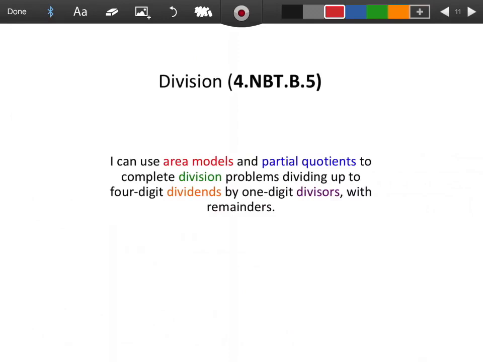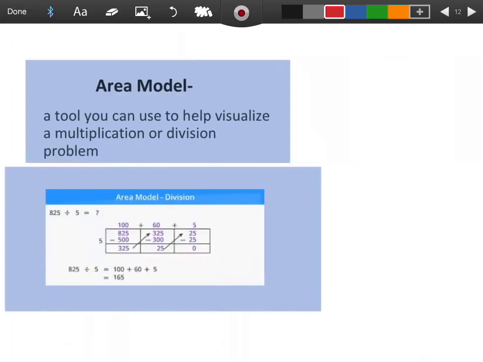Division again is in our Numbers in Base 10. And our standard that we're going to look at is 5.NBT. And our objective is: I can use area models and partial quotients to complete division problems, dividing up to 4-digit dividends by 1-digit divisors with remainders. So let's look at our vocabulary.